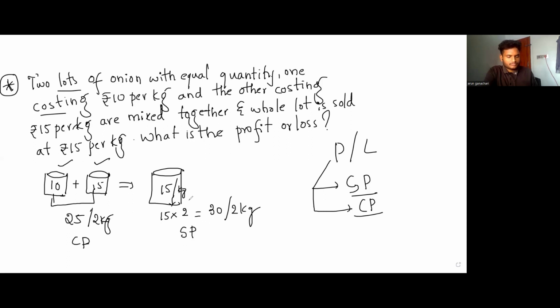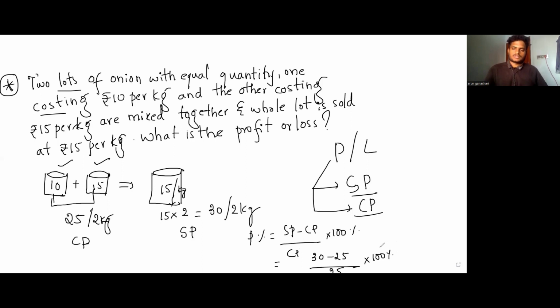20%. Your profit percentage formula is SP minus CP divided by CP into 100%. SP is given as 30, minus 25, divided by 25, into 100%. 30 minus 25 is how much? 5. 5 by 25 into 100%. 5 ones are 5, 5 fives are 25. What is 1 by 5? 1 by 5 is 20%. Getting this?